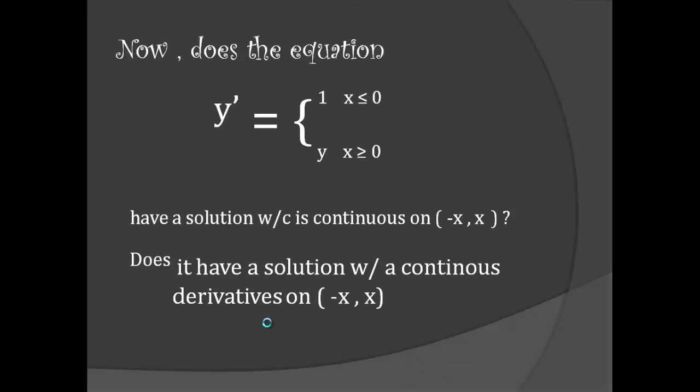y prime is equal to negative 1 when x is greater than or equal to 0, and y when x is greater than or equal to 0. Therefore, we conclude that y prime is equal to 1 when x is lesser than or equal to 0, and y when x is greater than or equal to 0, has no solution with continuous derivatives on negative x and x. So that's all.